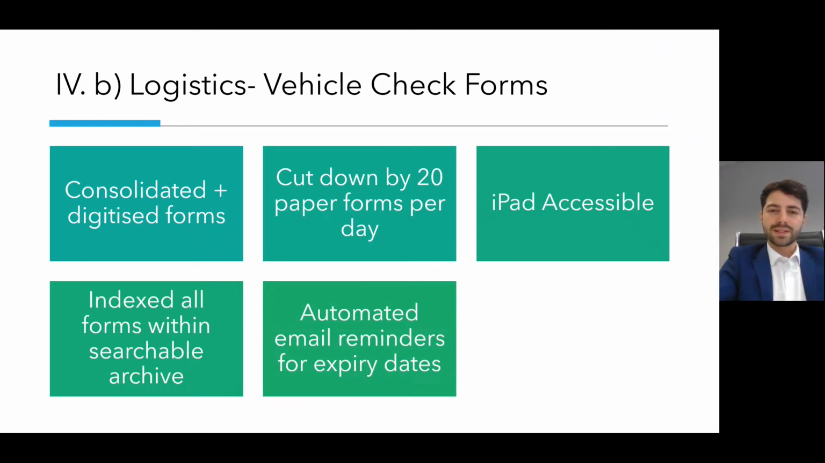Then you have your automated email reminders for expiry dates to make sure that, whenever anything needed to be done, there was always a good amount of notice given so that anything could be booked in, anything went wrong, there would be buffer time, and it's all functioning automatically.